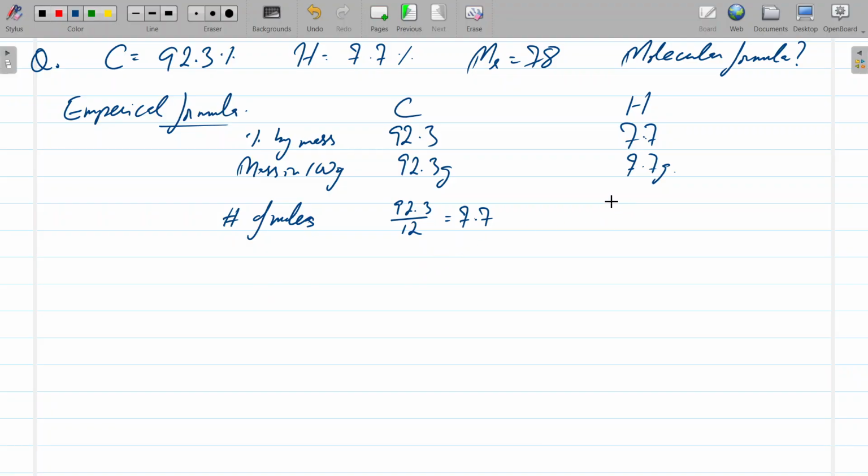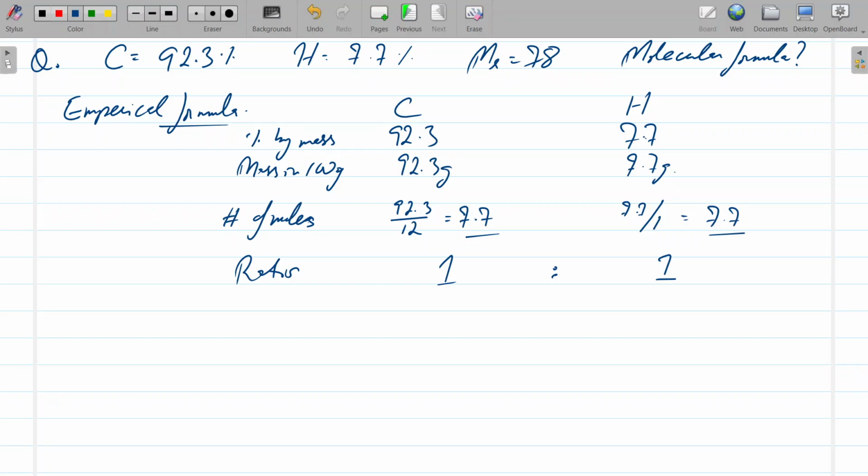Now you would ask, if you're assuming 100 grams, wouldn't that affect our calculation? No. Why? Because we're finding the number of moles and then we're going to take a ratio of that. So the ratio is going to be the same whether you've got 1 gram, 100 grams, or 1,000 grams. The number of moles of hydrogen is 7.7 over 1, which is 7.7. So the ratio of carbon to hydrogen, 7.7 to 7.7, is 1 to 1. You've got an equal number of carbon and hydrogen, and the empirical formula is CH.